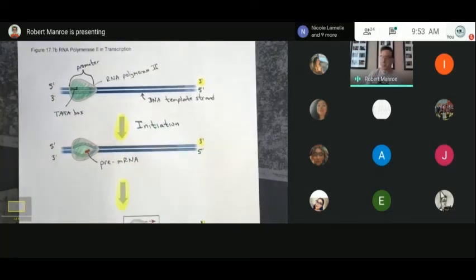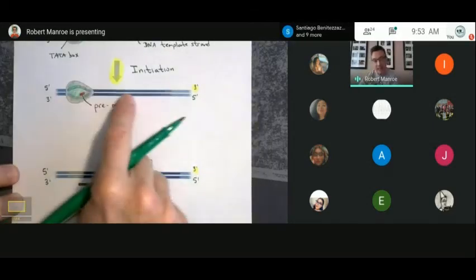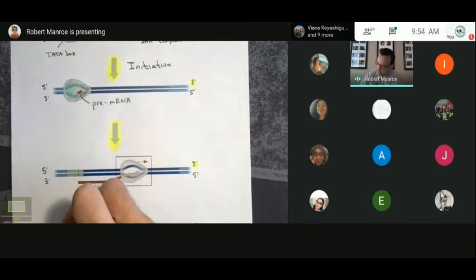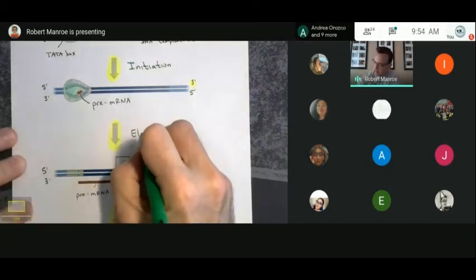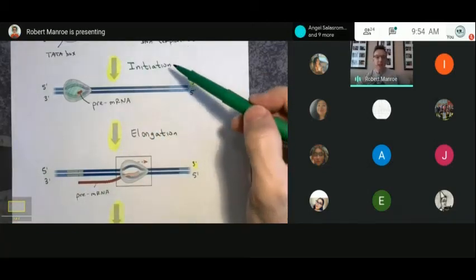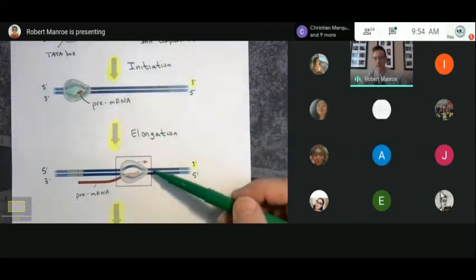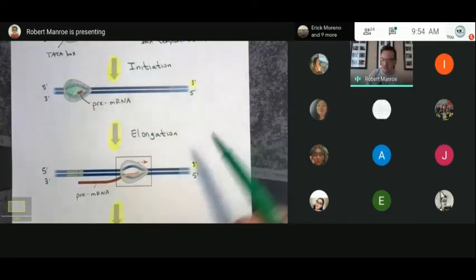Transcription is being initiated. As the RNA polymerase progresses down the gene, the messenger RNA becomes longer. This is your pre-messenger RNA. Therefore, we refer to this process as elongation. We begin the process of transcription, producing pre-messenger RNA, and continue the process, so your transcript is getting longer.